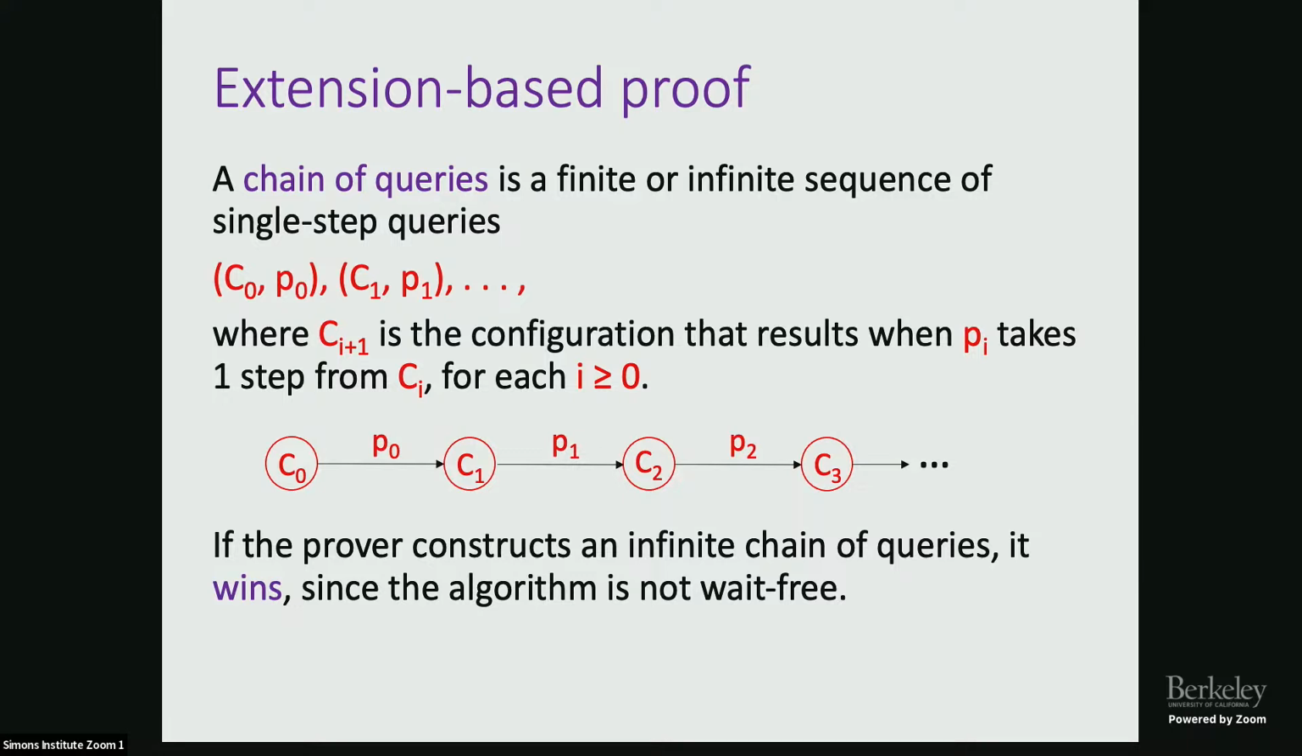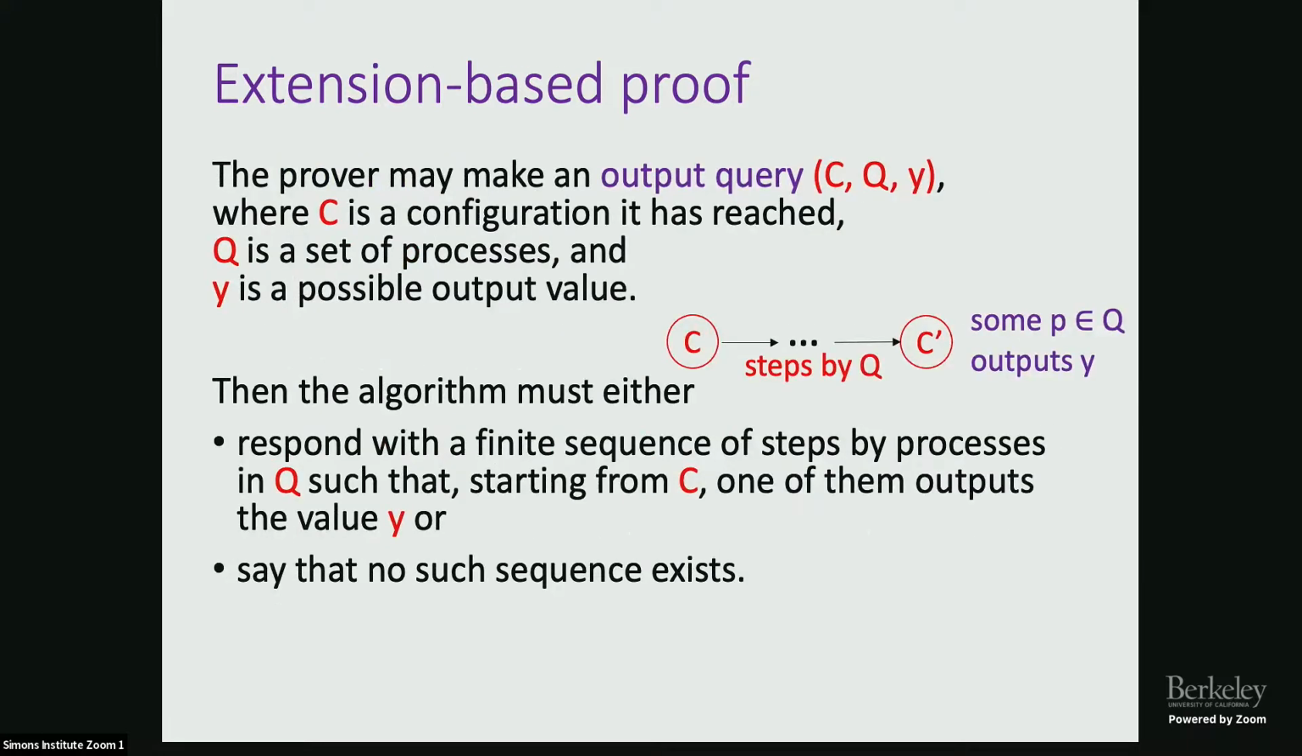Now, extension proofs have one more type of query, which is called an output query. For an output query, the prover chooses a configuration C that is reached, a set of processes Q, and a possible output value Y. So we have that triple C, Q, Y. The algorithm can respond with a finite sequence of steps by processes in Q, such that starting from C, one of them outputs the value Y. Alternatively, it can say that no such sequence exists.